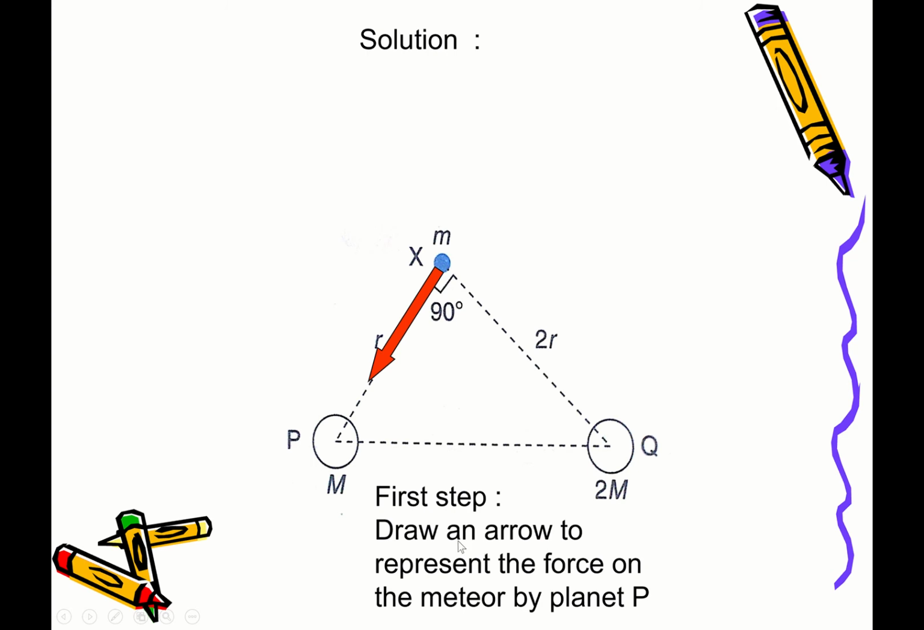First step, draw an arrow to represent the force on the meteor by planet P. So we call this force FP. Second step, draw an arrow to represent the force on the meteor by planet Q. So let's name the arrow FQ.